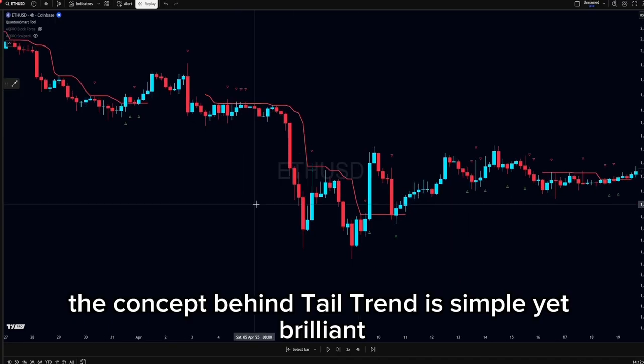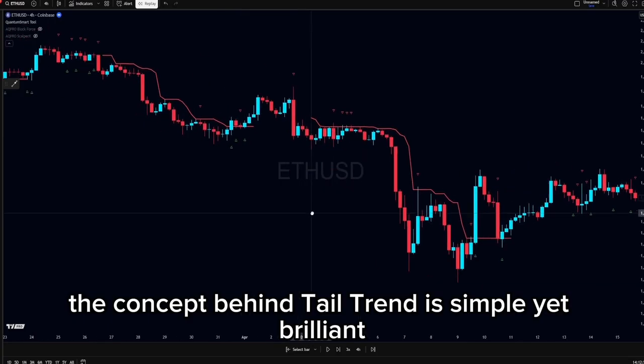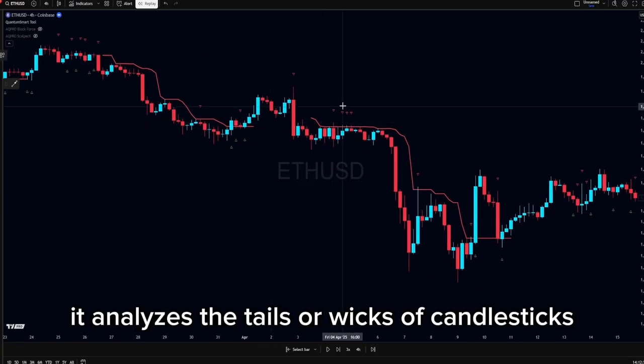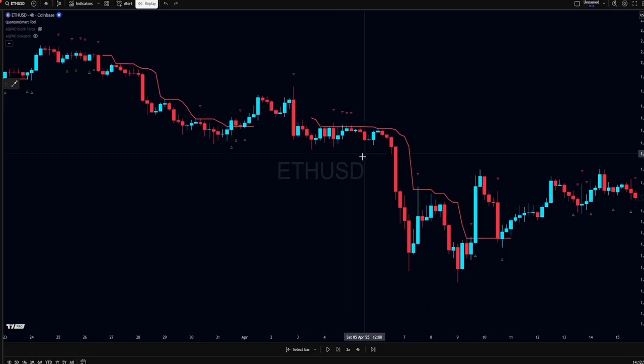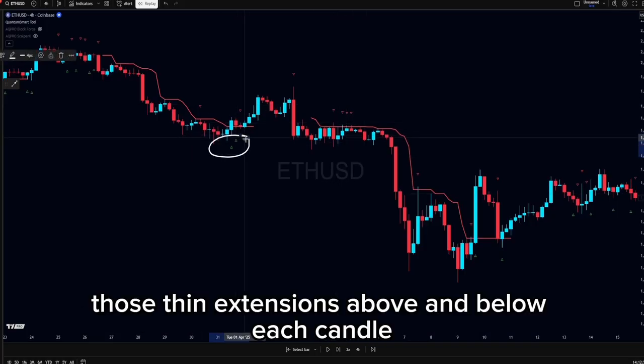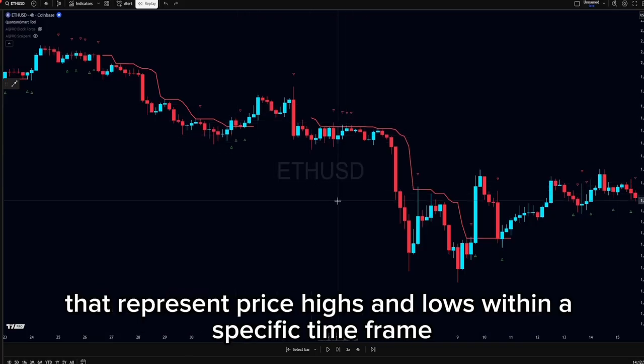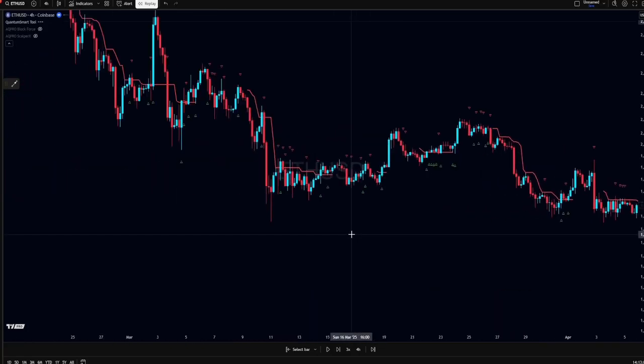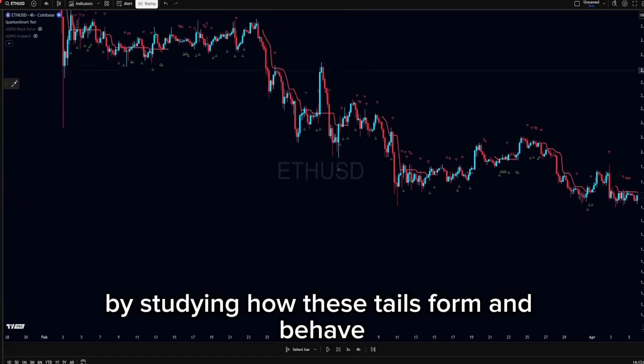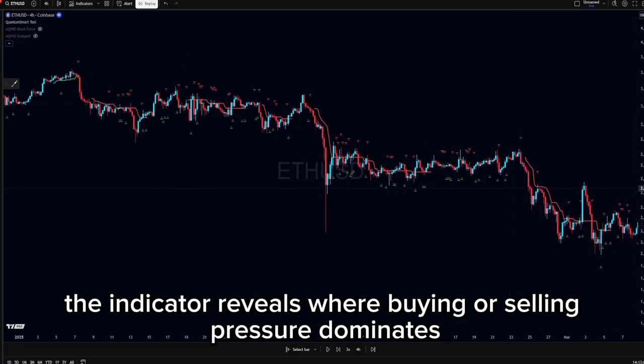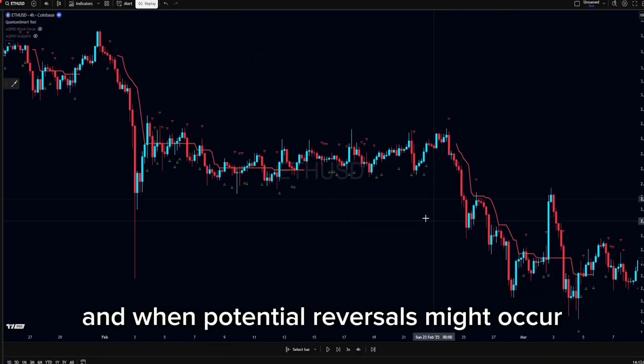The concept behind tail trend is simple yet brilliant. It analyzes the tails, or wicks of candlesticks, those thin extensions above and below each candle that represent price highs and lows within a specific time frame. By studying how these tails form and behave, the indicator reveals where buying or selling pressure dominates and when potential reversals might occur.